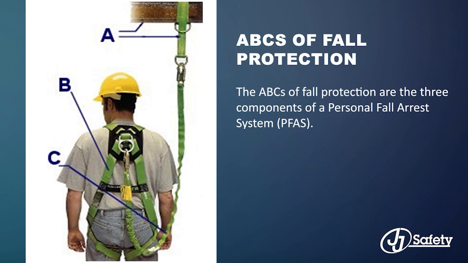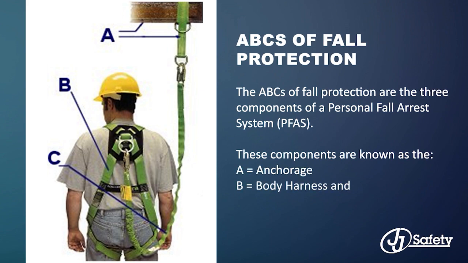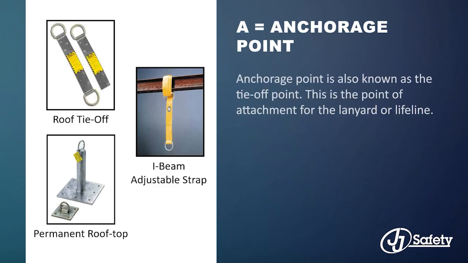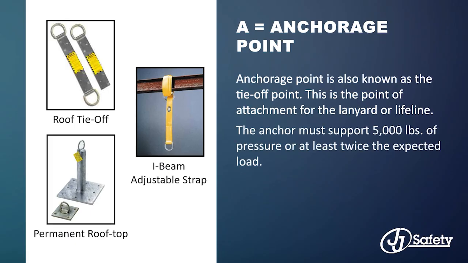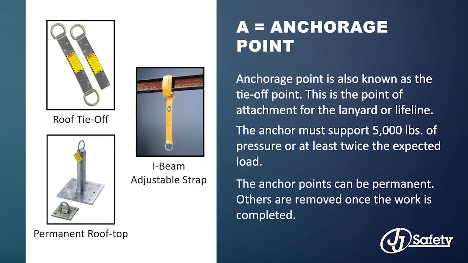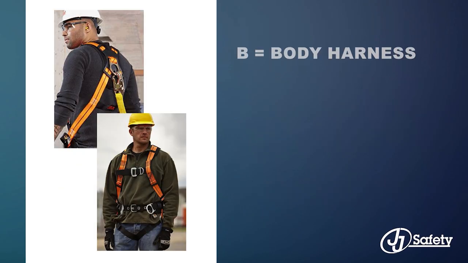The ABCs of fall protection are the 3 components of a personal fall arrest system. These components are known as the anchorage, body harness, and connecting device. The anchorage point is also known as the tie-off point. This is the point of attachment for the lanyard or the lifeline. The anchor must support 5,000 pounds of pressure, or at least twice the expected load. Some anchor points are permanently fixed to a structure and some are removed once the work is completed.